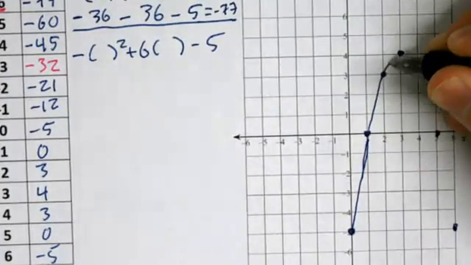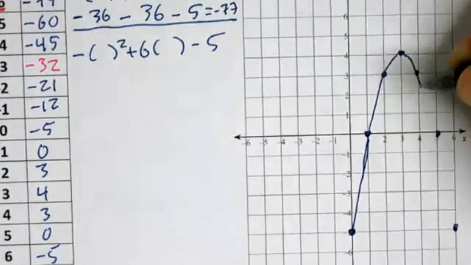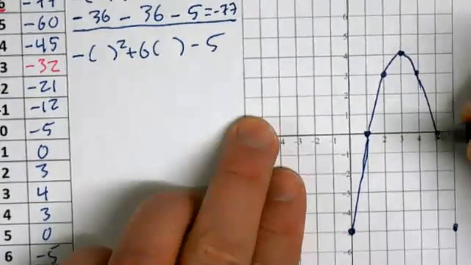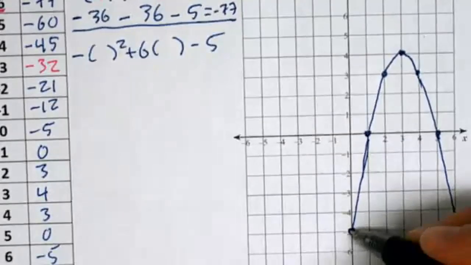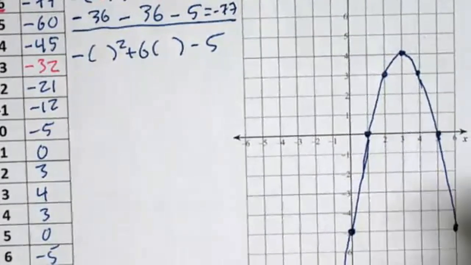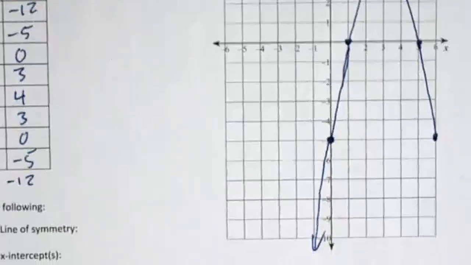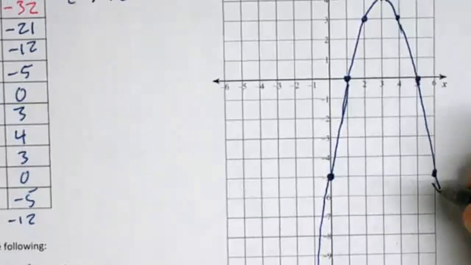Ooh, got some wobbles in there. Now, would that graph keep going down on both sides, do you think? I think so too. So it's going to go past this point and keep going down. And I'm going to draw some arrows to indicate that it would keep going down forever and ever.